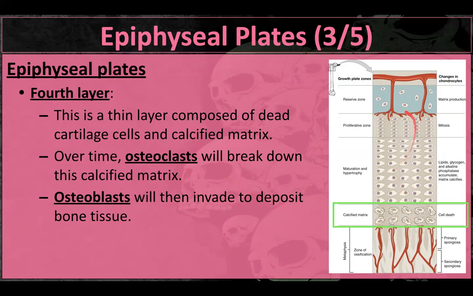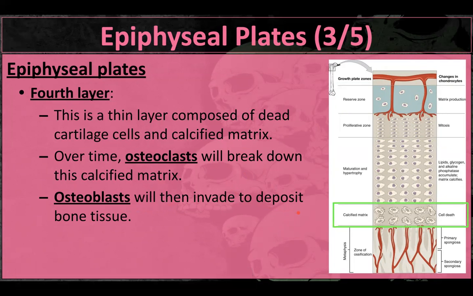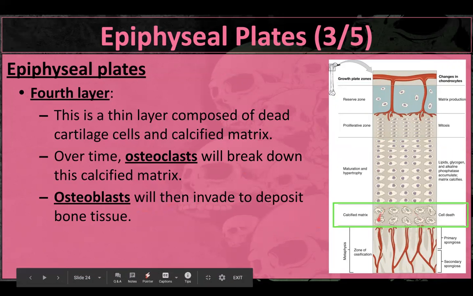Okay, so essentially what's happening at the epiphyseal plates is the cartilage is helping for the bone to grow, and then eventually it's being replaced by bone tissue. So it's kind of like providing a form or providing the structure here for the bone to then come in and replace.